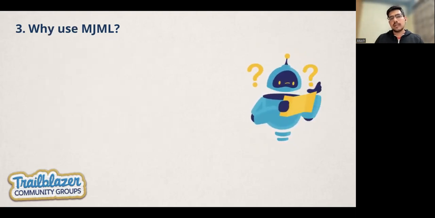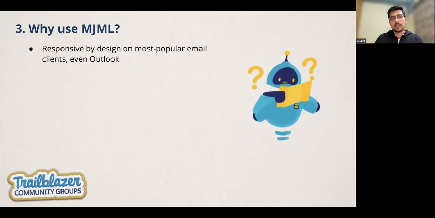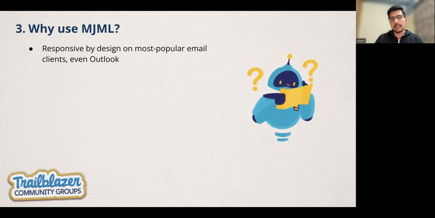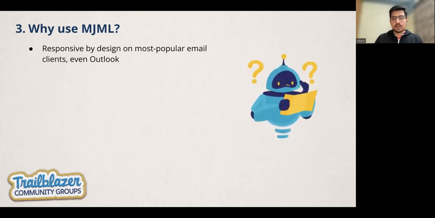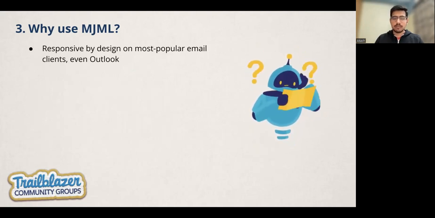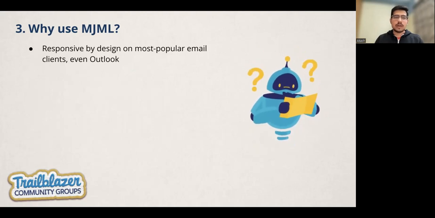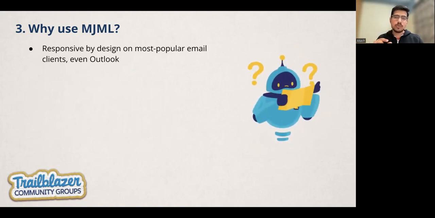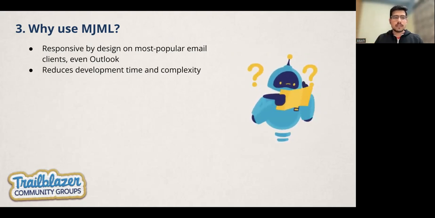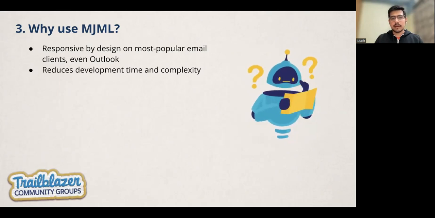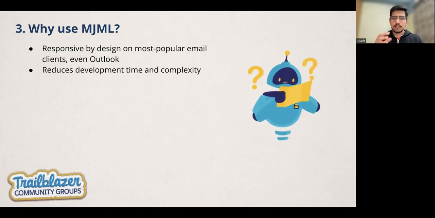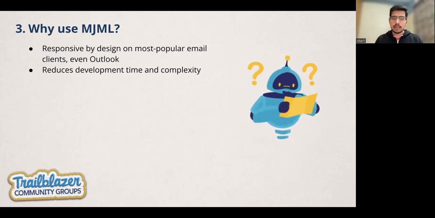Now, why should we even use MJML? So first point is it's responsive by design on most popular email clients. So even in Outlook, say if you are already an email developer, you might already know how painful it is to work with Outlook. So you have to individually add those pieces of code, which makes it responsive for each of the email clients. So second thing is MJML will help you to reduce development time and complexity. So with just a few lines of code, you can actually build emails that look great.